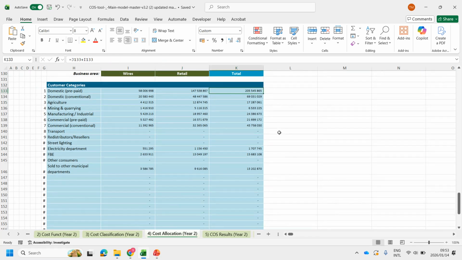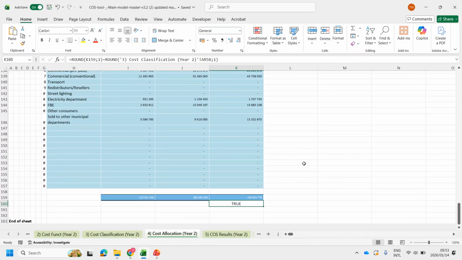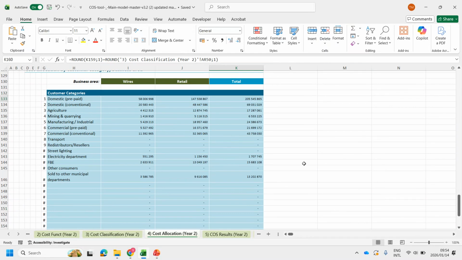And just like what we saw in cost classification, the total value that you see here should be the same total value as what is in the cost classification, should be the same total value as what is in the cost functionalization, and should be the same value as what is in the revenue requirement. And this will show a true that this is aligning. So if you are seeing true in all of these sheets, it means the model is calculating correctly, and you are more than welcome to follow the formulas.